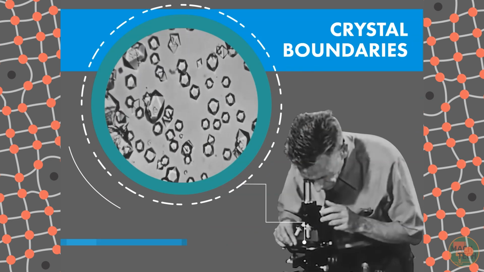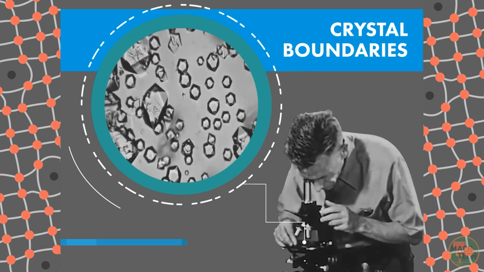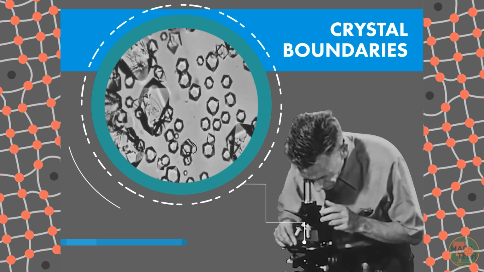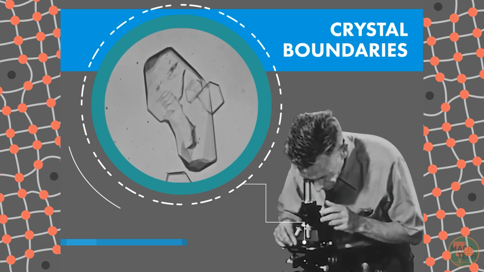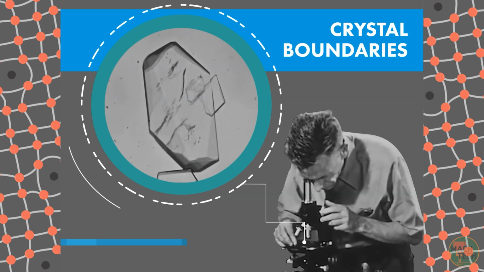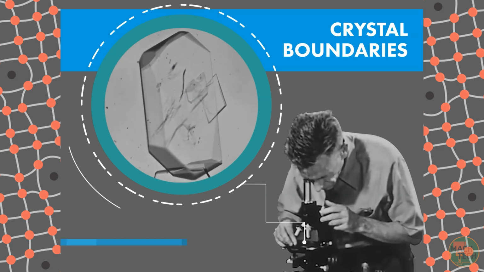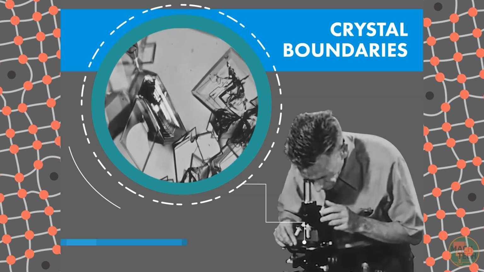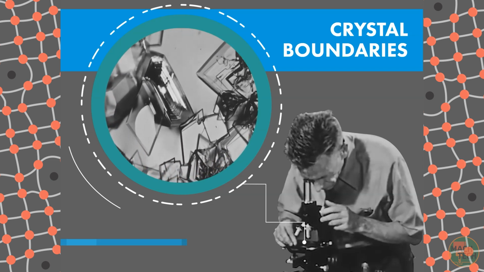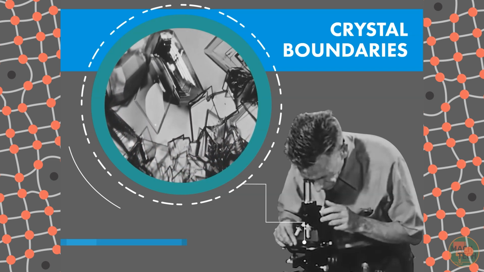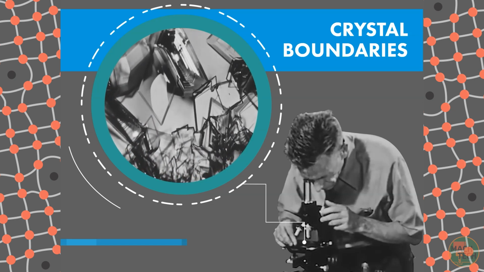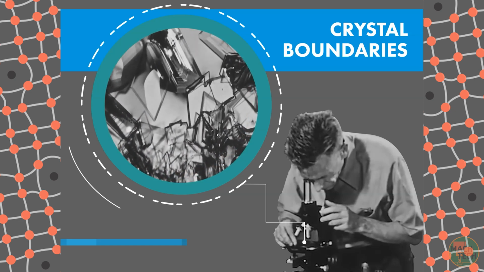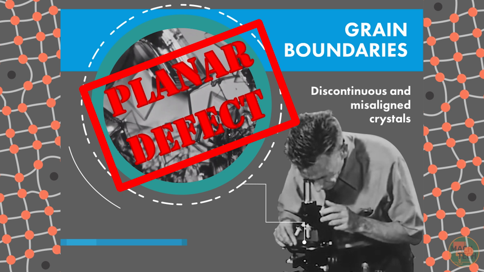There are typically many of these nucleation sites, and so there are many crystals forming at the same time. When these crystals run into each other, they essentially run out of atoms and they stop growing. But they don't form one continuous crystal. Instead, they form individual crystals which are slightly misaligned relative to one another. These are called grains, and the lines which form between neighboring grains are called grain boundaries. So this is another type of crystal defect, a planar defect.